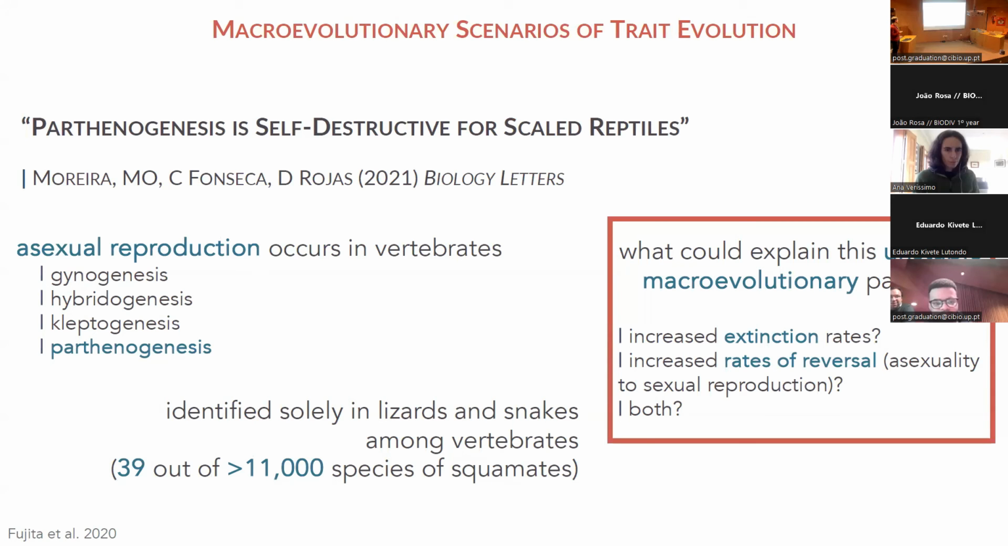And this is an extremely rare trait. At the time of this paper, there were 39 out of more than 11,000 species described as parthenogenetic. And so what could explain this unstable macroevolutionary pattern? We asked if it has to do with increased extinction rates or increased rates of reversal, for example, from asexuality to sexual reproduction, or even a combination of both.